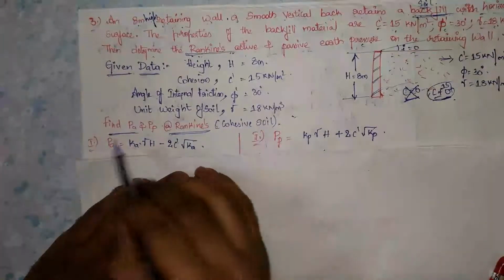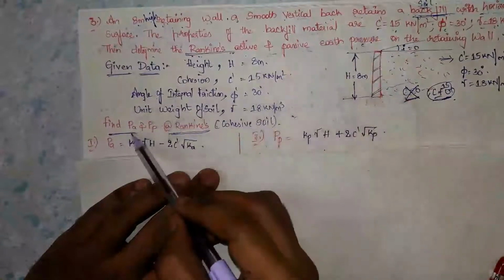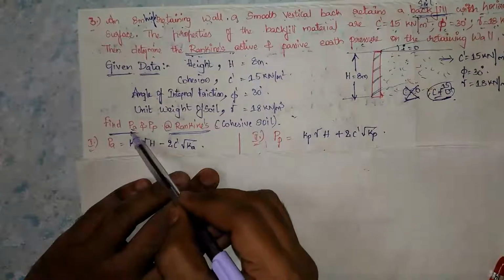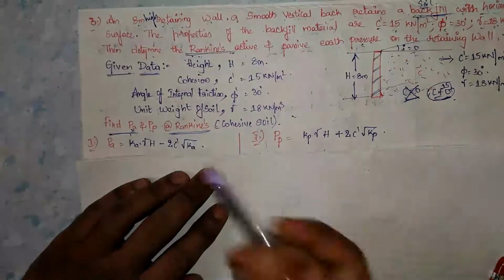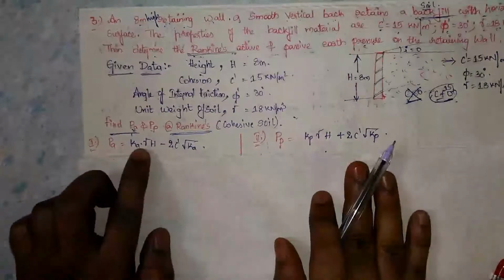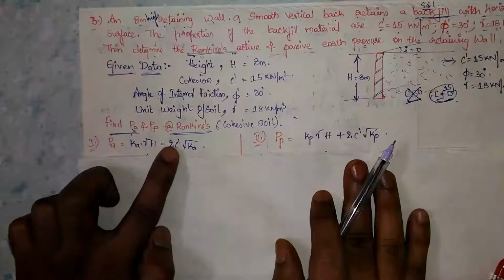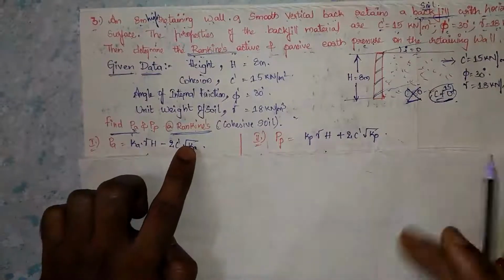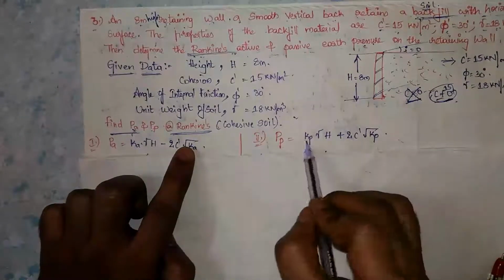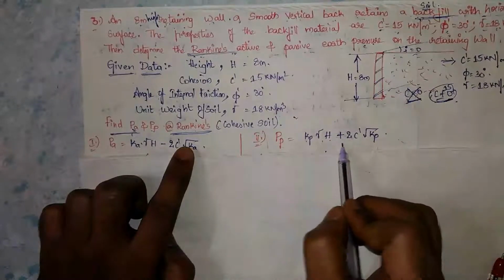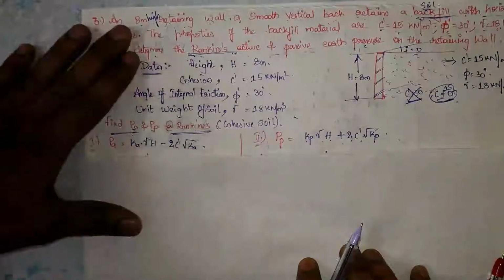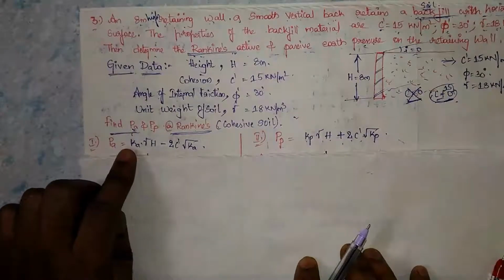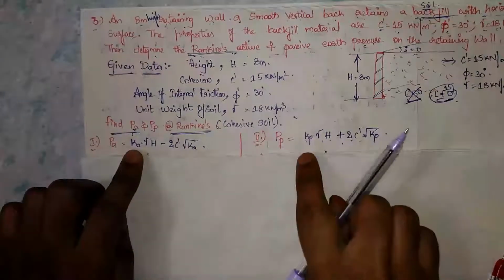Okay, the formula to find the active pressure and passive pressure by Rankine's theory in cohesive soil condition. The formula is Ka into rho into H minus 2 into C dash into root Ka. For passive pressure, Kp into rho into H plus 2C dash into root Kp. Here Ka means active earth pressure, and Kp means passive earth pressure.